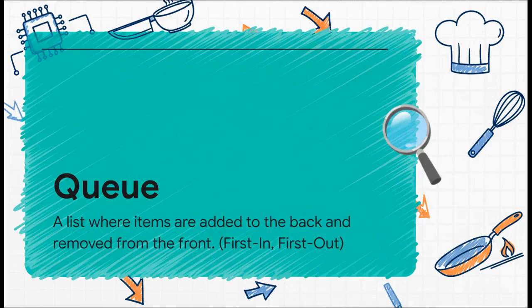That's a stack. But what if the order matters? What if it's not about the last one in, but the first one? For that, we have something different, a queue. A queue is just like a real-life queue. You join at the back, and you get served at the front. It follows the principle of first in, first out, or FIFO.